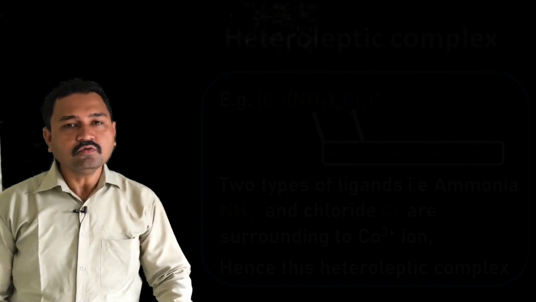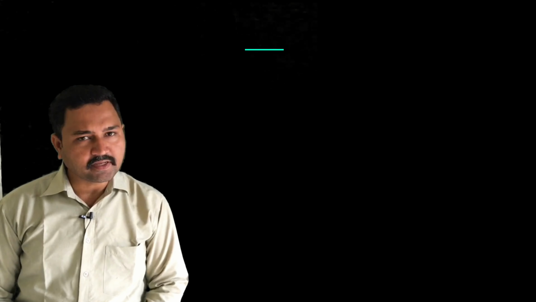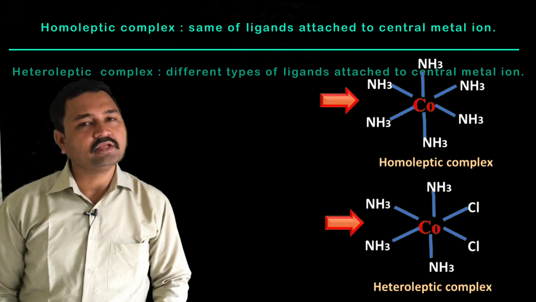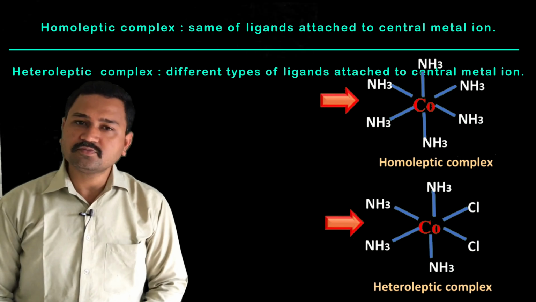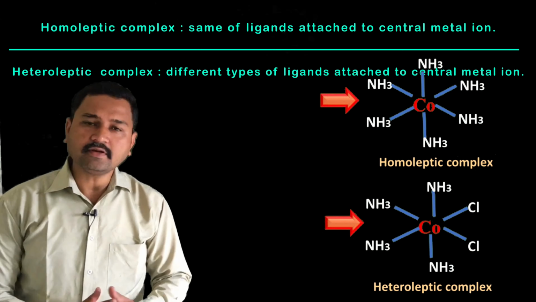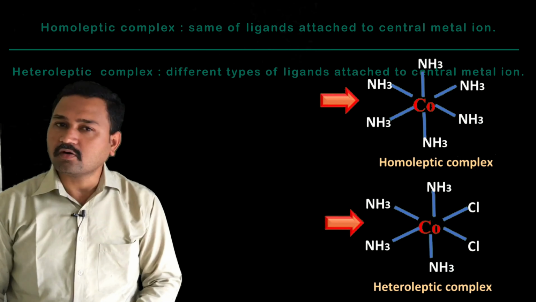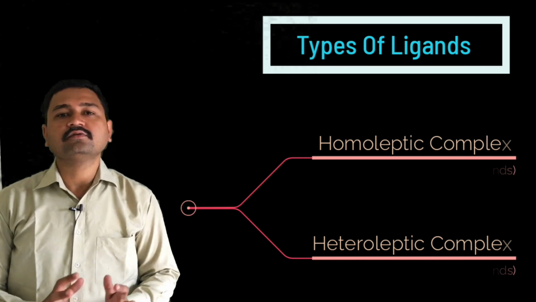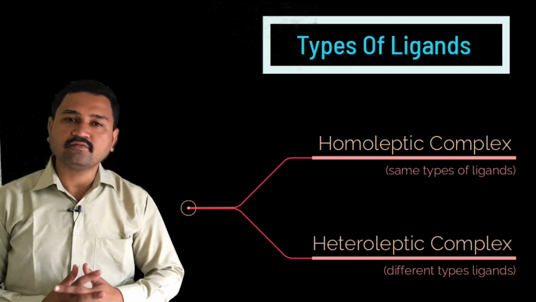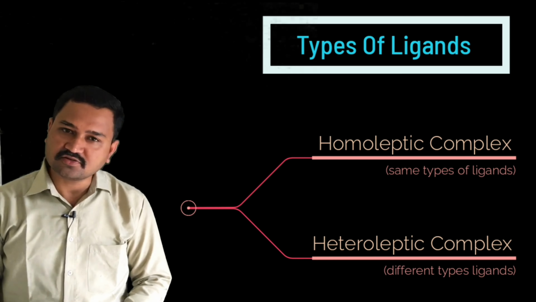We know that homo means same and hetero means different. So generally in the homoleptic complex, the same type of ligands attach to the central metal atom or ion, while in the heteroleptic complex, different types of ligands are attached to the central metal atom or ion. So these are the two classes on the basis of the types of ligand attached to the central metal atom or ion in the coordination complexes.